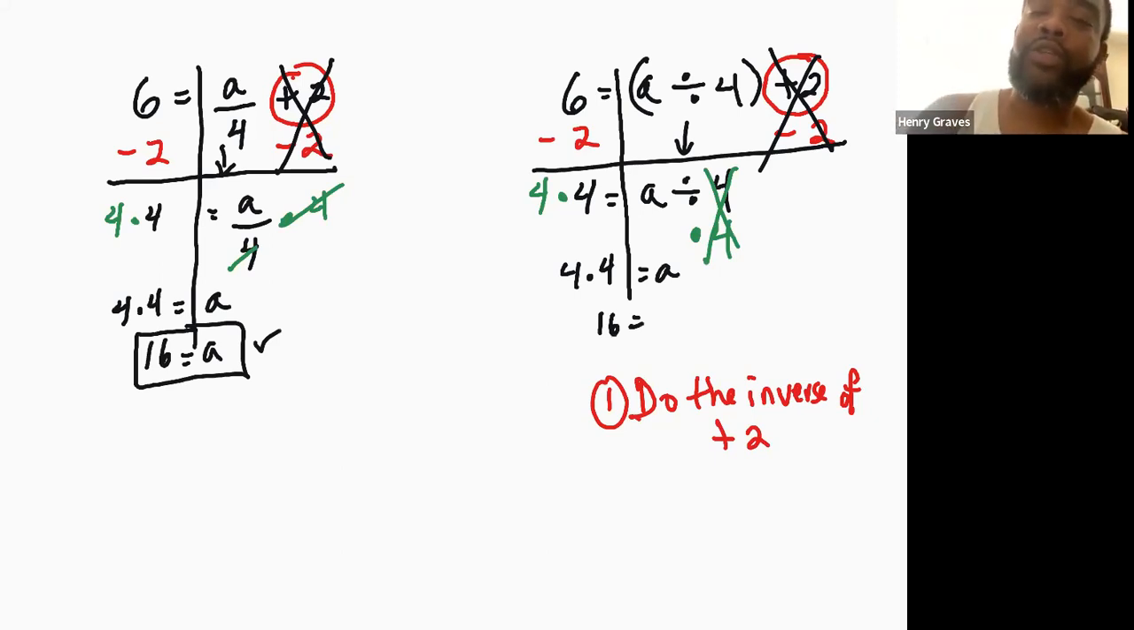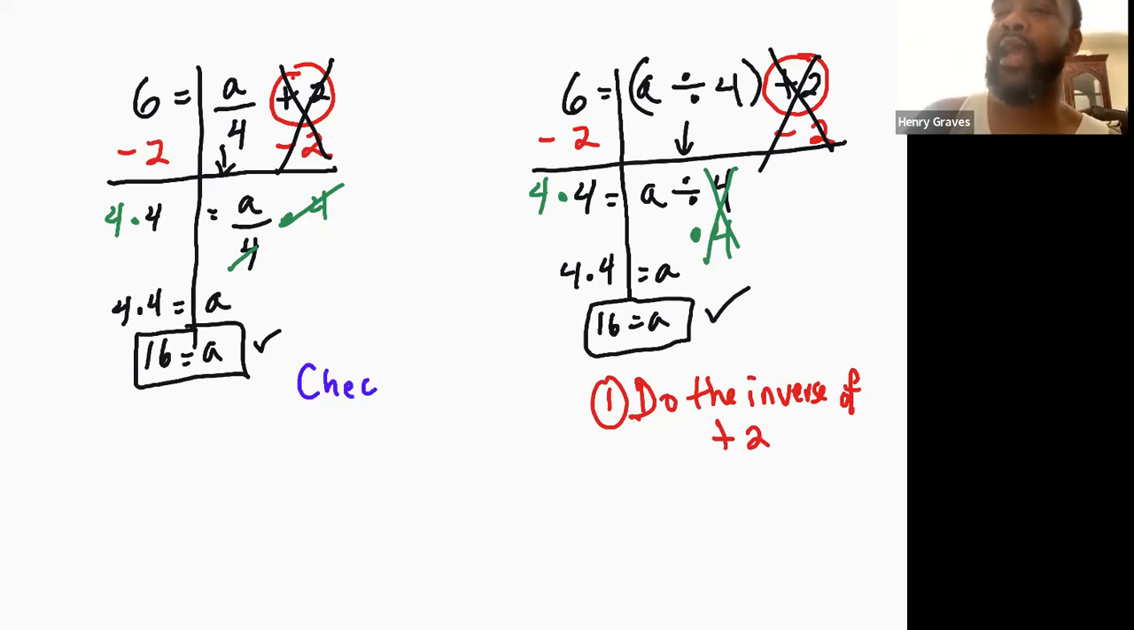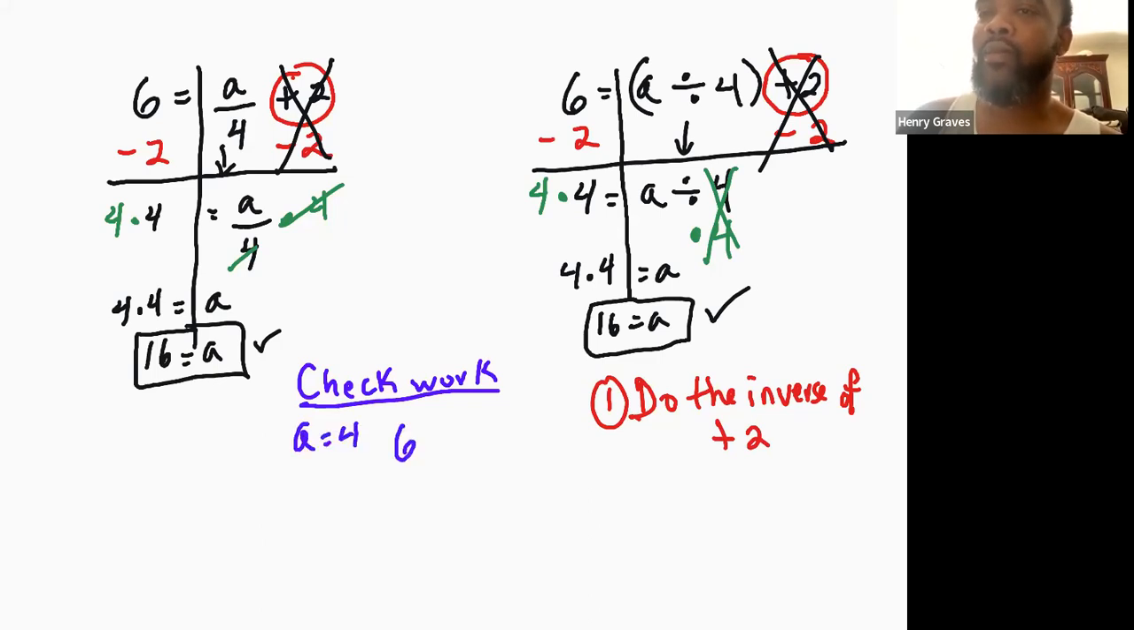Now, the cool thing about this is we can actually check our work to make sure we did it right. So to check our work, I'm going to make it a different color. Check work. I'm going to take the fact that a equals 4 and plug it back in. So let's say a equals 4. So 6 is going to equal a divided by 4. Oh, I forgot about the plus 2. Let me add the plus 2. There we go.